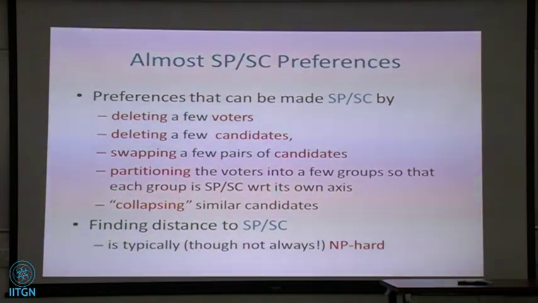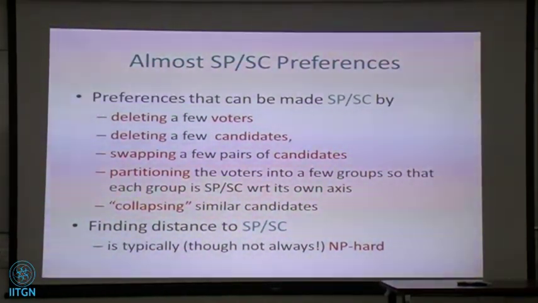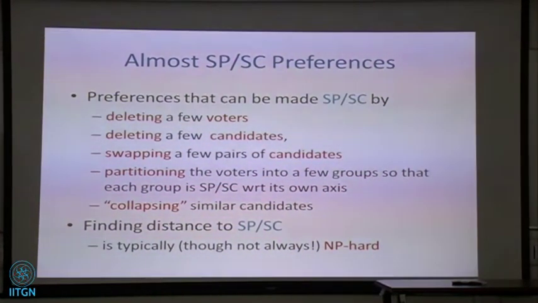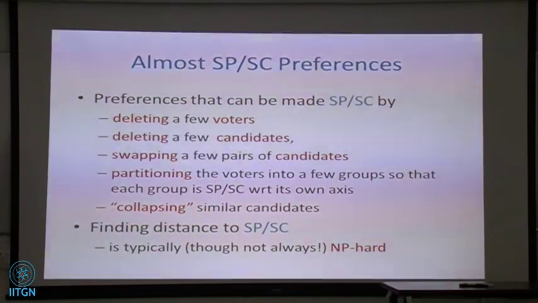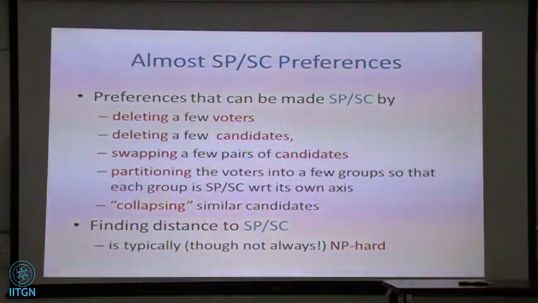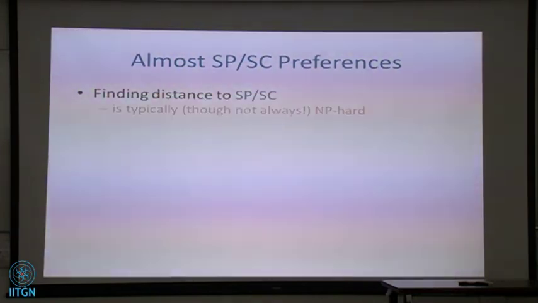Okay, so suppose you have preferences that maybe are like that. Can you figure out if your given input preference profile is close to being single peaked, close to being single crossing? Well, that's typically NP hard, but not always. Okay, so there's a bunch of hardnesses out there. Okay, so here are some exceptions.